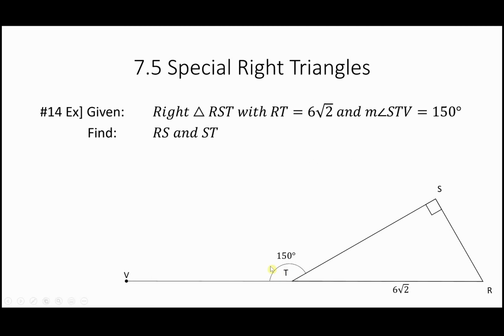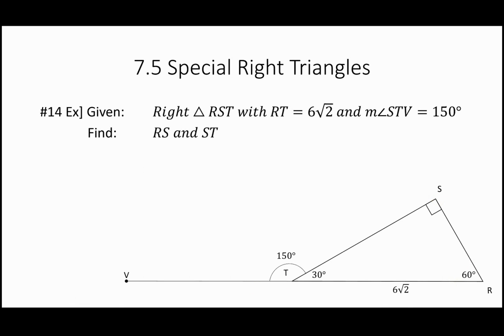150 degrees are used here for the measure of angle STV. So what, therefore, must be the measure of angle STR? It's got to be 30 degrees, right? Okay, good. Now, if this angle is 30 degrees inside of triangle RST, and it's a right triangle, then how many degrees are left? You guessed it. The measure of angle SRT is 60 degrees.